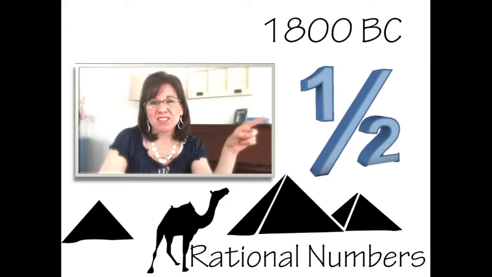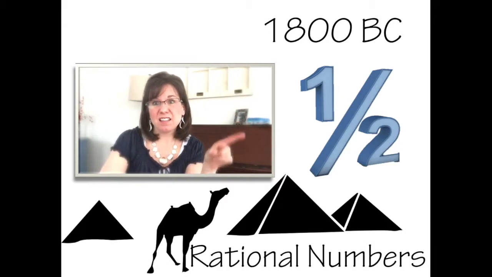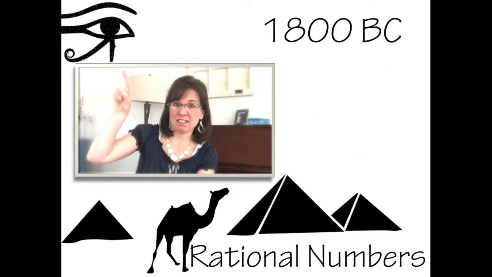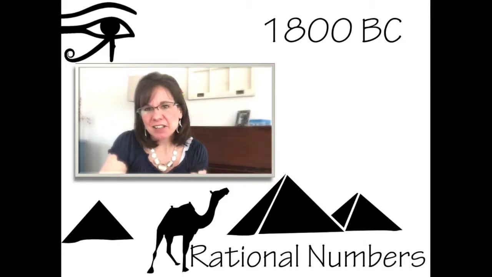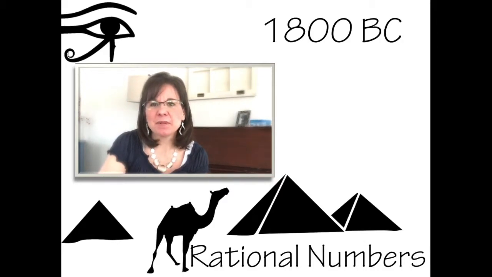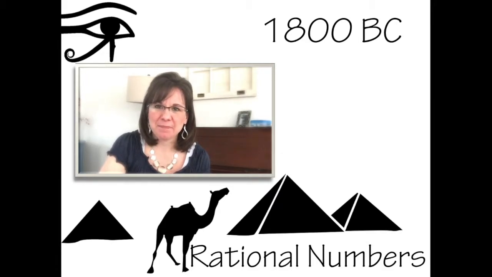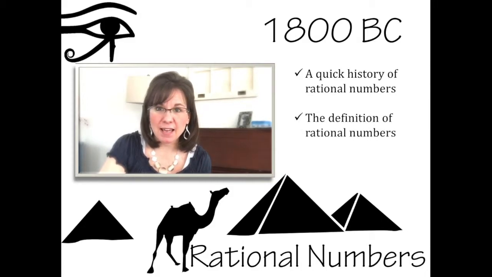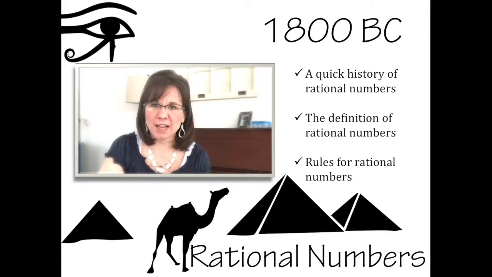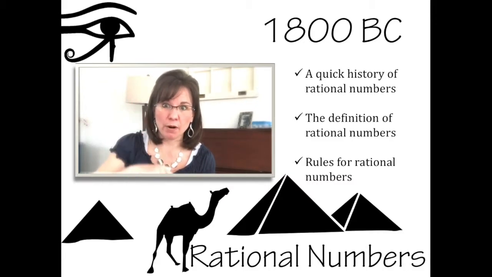But they didn't look like this. They looked more like that. Seriously? How is that a fraction? But it's pretty cool, and I'll show you how it worked. So let's see what's on the agenda for today. We'll learn a quick history of rational numbers, the definition of rational numbers, and the rules for rational numbers. Now, let's go see how that eye thing worked.